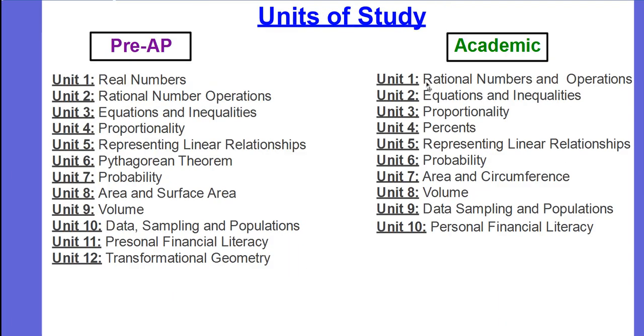Okay. Now, this is going to be our units of study for PreAP. As you can see, we have 12 units. We're going to go through units 1 through 6 in the first semester, and then units 7 through 12 in the second semester. For academic, units 1 through 5 in the first semester, and units 6 through 10 in the second semester. As you can see, a lot of them are similar, but for the PreAP courses, we go over a lot of the 8th grade topics. That's why it seems like they have more units.